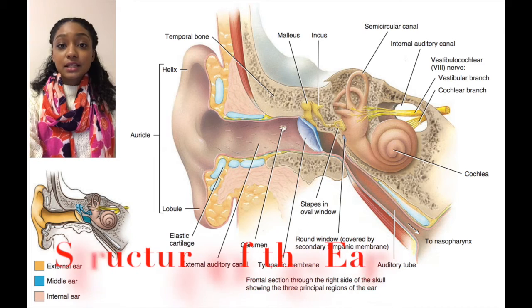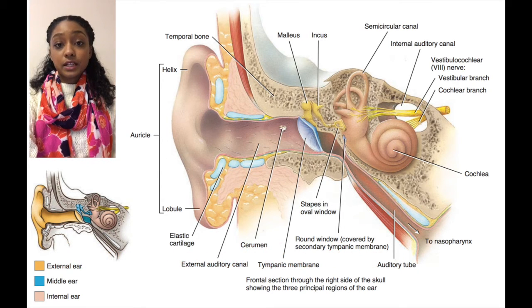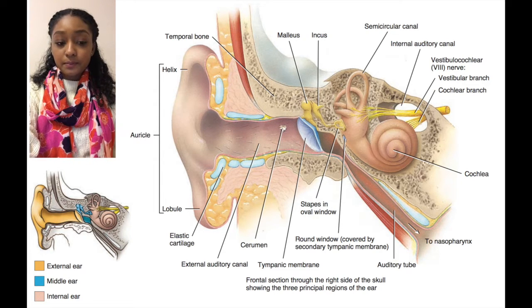The ear is comprised of three parts: the outer, middle, and inner ear. The outer ear collects sound waves in channels. It consists of the auricle, the external auditory canal, and the eardrum. The auricle is a flap of cartilage covered by skin. The external auditory canal is about 2.5 centimeters long, and at the end of it is the eardrum, which is also known as the tympanic membrane.